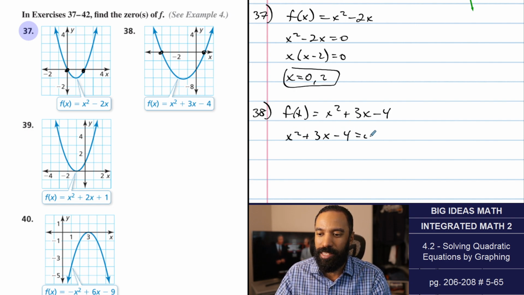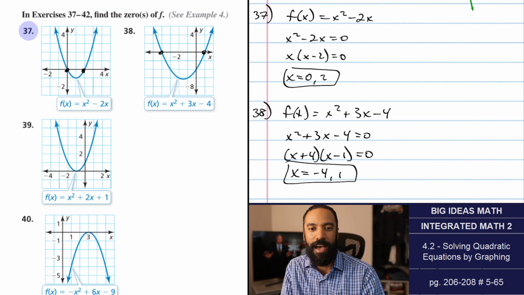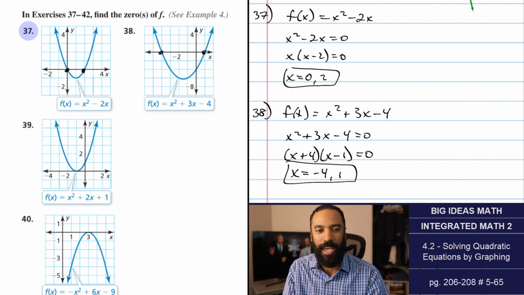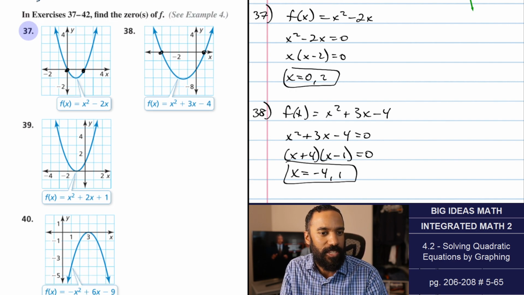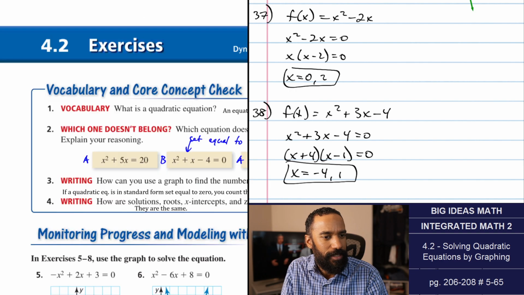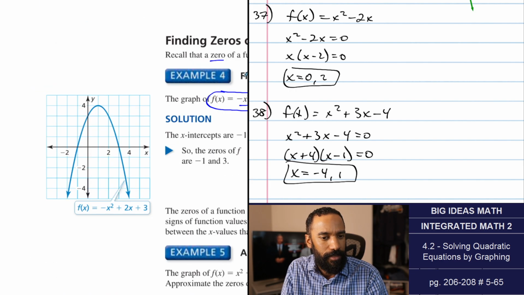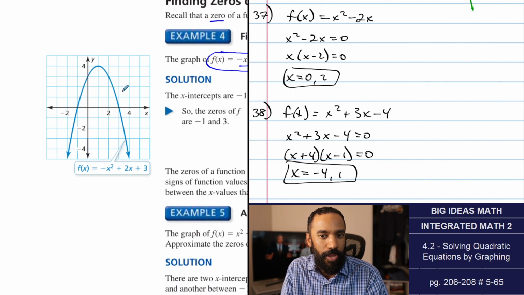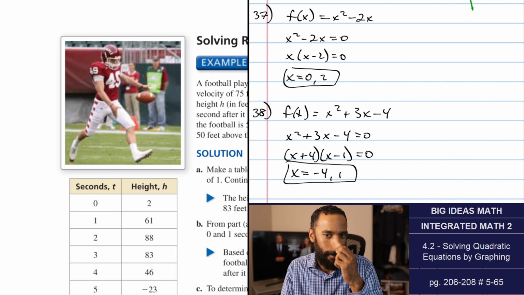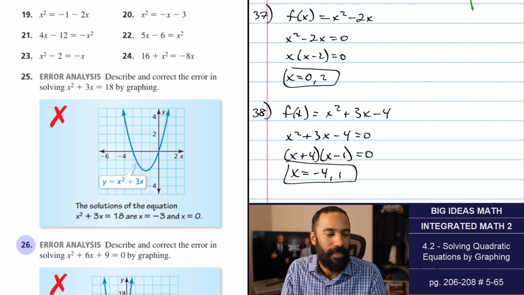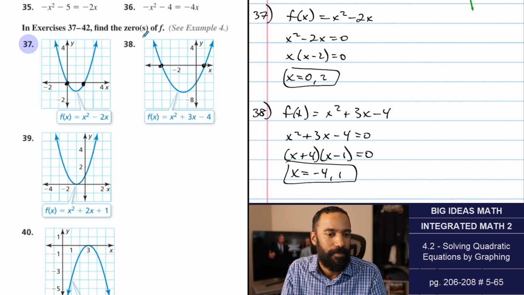Finding the zeros, setting this equal to 0, and solving. This factors into x plus 4 times x minus 1. So we get negative 4 and 1. And we can confirm that that's what they have on the graph, negative 4 and 1. That works for me. They say see example 4. Do they factor? Let me go back. No, they just use the graph. I'm going to factor. That was number 38, by the way.